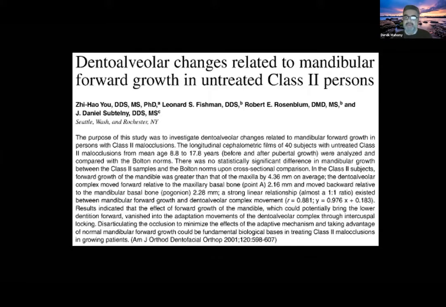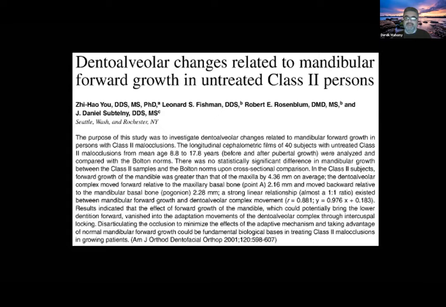Now, I quoted this paper earlier. Please read it because it might change the way you think about class 2. I always thank my good friend Ian Edwards, who's now retired, for alerting me to this whole concept. This is a paper by Yu, Fishman, Rosenblum, and Sutherland, published in the American Journal of Orthodontics in 2001. The purpose of their study was to look at the dentoalveolar changes related to mandibular forward growth in people who had class 2 malocclusions, right?